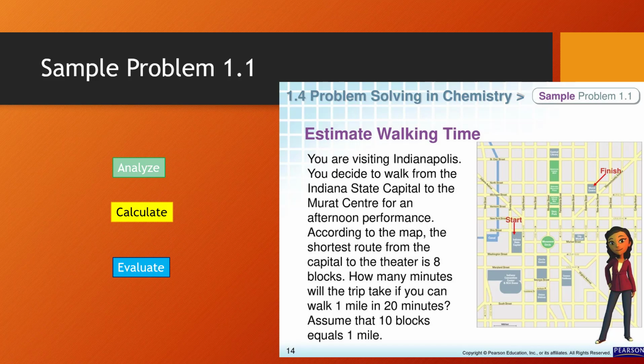Then we're going to evaluate, does that sound reasonable? Like, is it going to take us 13 weeks to move 8 blocks or something like that? That's clearly not a reasonable answer.